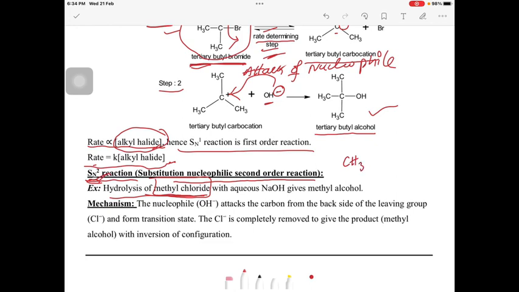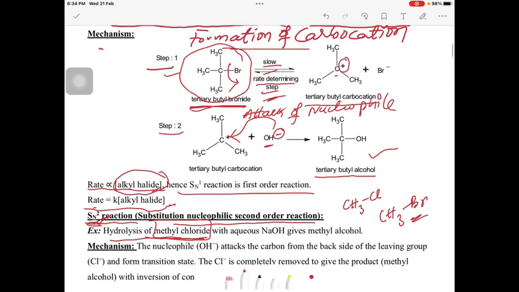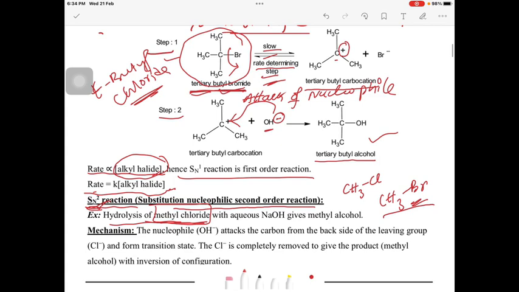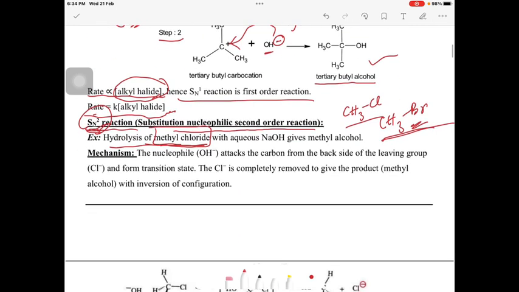So take methyl chloride or methyl bromide. By taking only these two, you are going to explain SN2. Here also for SN1, you take tertiary butyl bromide or tertiary butyl chloride. Take any one out of these two. Don't take methyl chloride and bromide for SN1. For SN2, take CH3Cl and CH3Br. When methyl chloride undergoes hydrolysis with NaOH, it gives methyl alcohol.